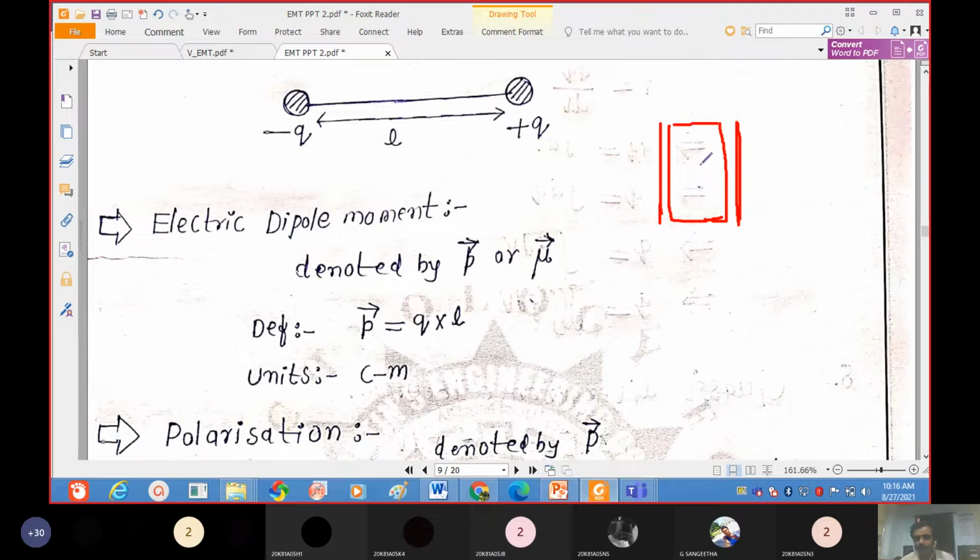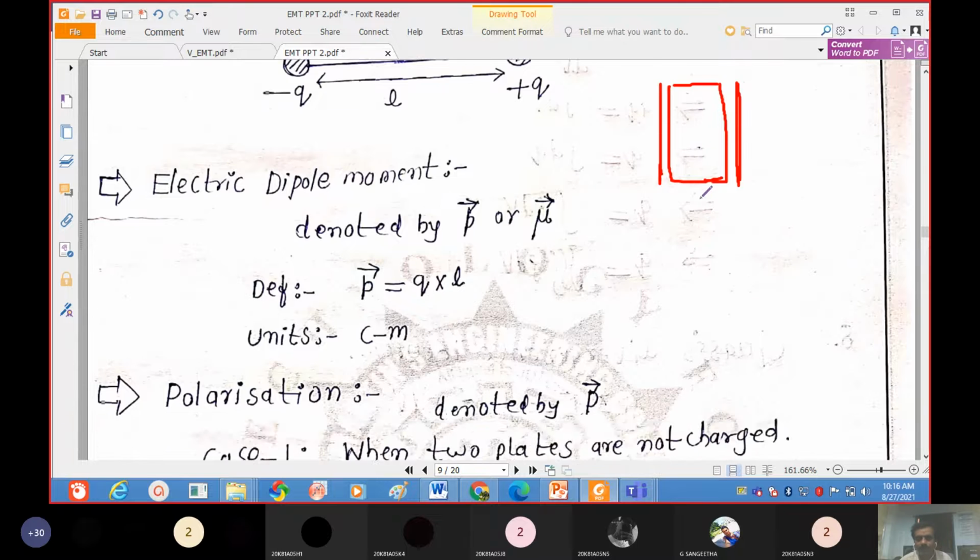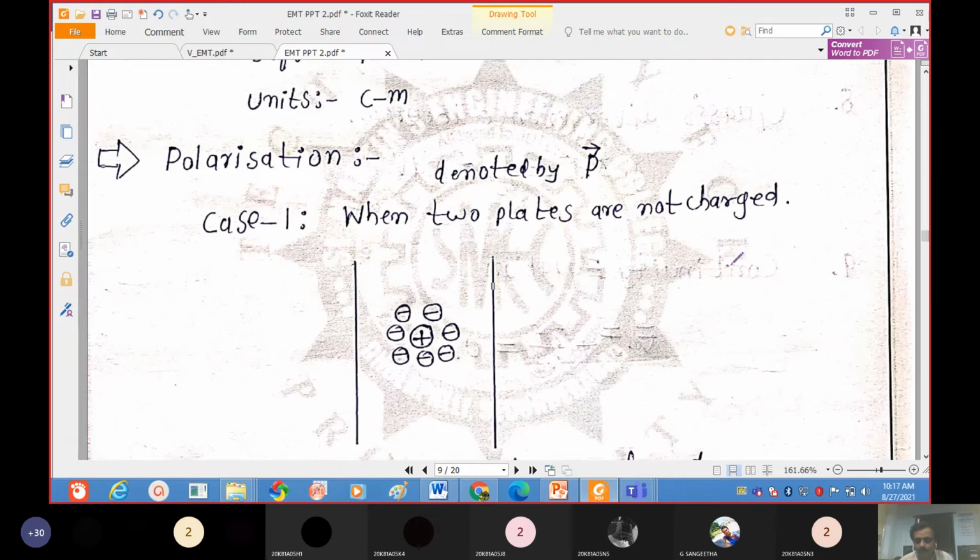If you place the dielectric material here without applying any potential, the dielectric material does not change its alignment. The alignment will be the same. If you take any material, inside there is a nucleus, and around that nucleus electrons revolve in different orbits. Without applying any external field, electrons revolve like this. At the center the nucleus is there, and the charge of the nucleus is positive. Around that nucleus, electrons are revolving like this.